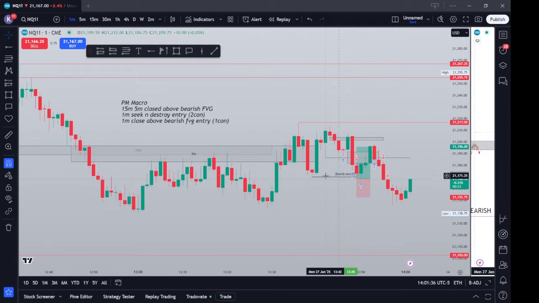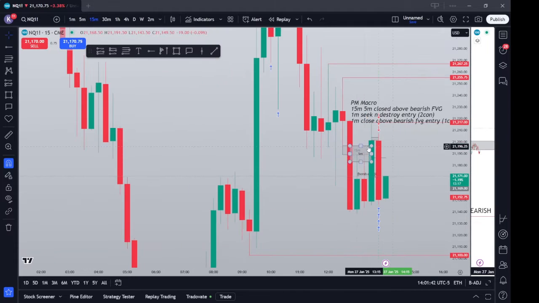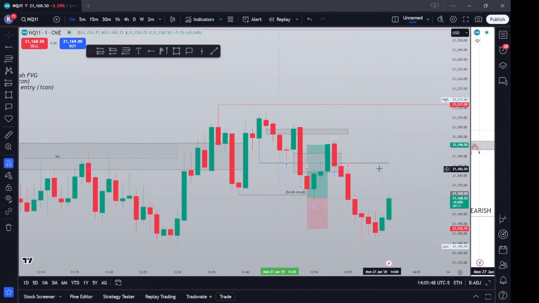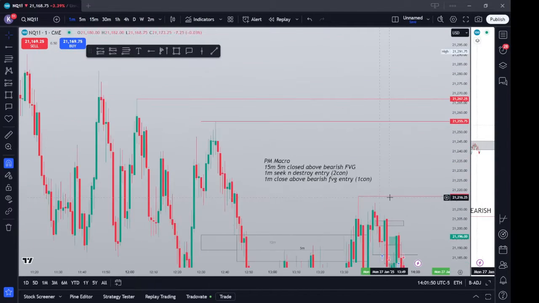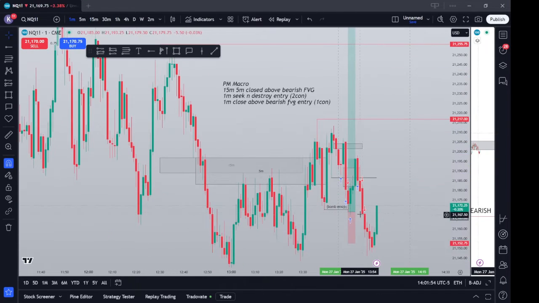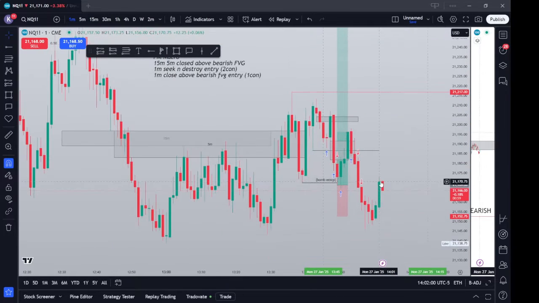I bought here. Wait, I mean, yeah, I was looking for buys, not sells. Sorry, this closed above, so I was looking for buys. So my last take profit would be up here, if this was the actual bias, but I'm going to get to that in a little bit.